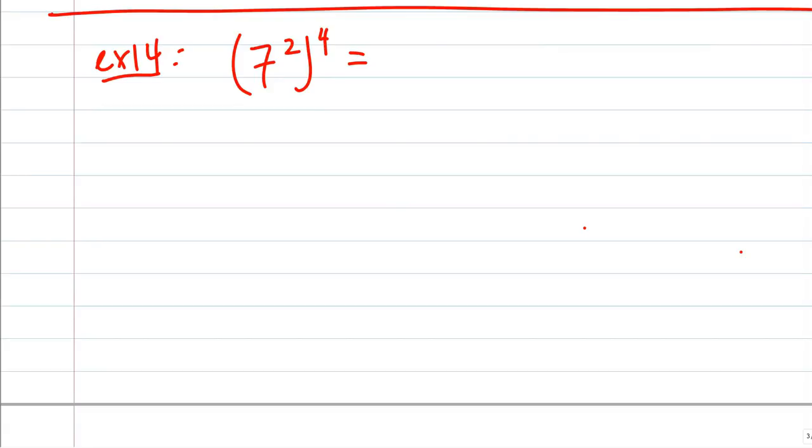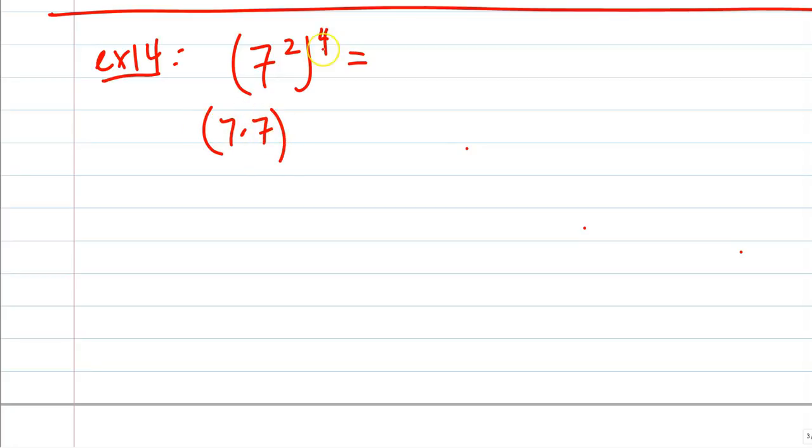What's 7 squared to the 4th? You're like, oh, I remember there's a rule for this. Somebody's going to tell me 7 to the 6th. Somebody's going to tell me 7 to the 8th. Somebody's going to tell me 7 to the 16th. I'll give you a hint. If you have any doubt, write it out. What does 7 squared mean?